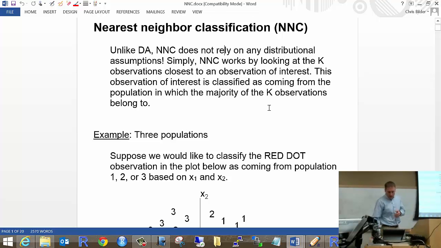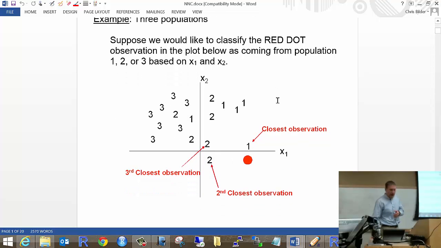Here's how it works. Suppose I have 3 populations for my data. Population 1, 2, and 3. I have a nice little scatter plot here. I only have 2 variables that I collected information on, x1 and x2. And what we would like to do, let's say, is classify this red observation there into either population 1, 2, or 3.